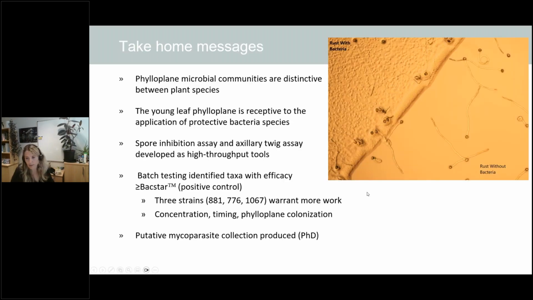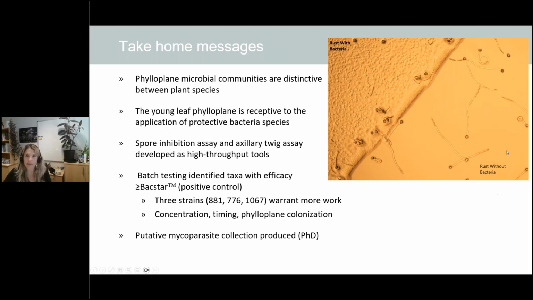So what are the take-home messages here? The take-home messages are that the phylloplane microbial communities are distinctive between plant species, that the young leaf phylloplane is receptive to the application of protective bacterial species, that a spore inhibition assay and an auxiliary twig assay have been developed as high throughput tools, and then our batch testing has identified 3 strains that warrant more work, both with concentration, the timing with which we apply them, and looking at the extent of their phylloplane colonisation using deep sequencing technologies. We also have a putative mycoparasite collection produced by the PhD.